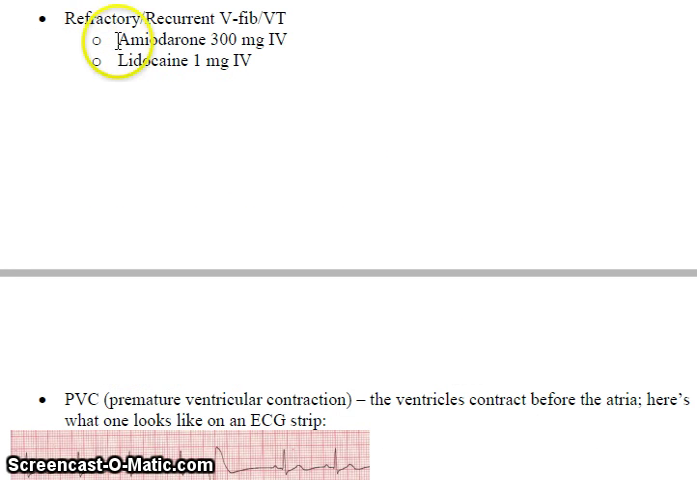Next, we have refractory or recurrent VFib, VTAC. So what that means is, let's say we shock them and it doesn't correct the rhythm, then it's a refractory VFib or VTAC. Or let's say we shock them and it does correct the rhythm, but then they go back into VFib or VTAC. That would be recurrent. So refractory or recurrent, you can give amiodarone 300 milligrams IV or lidocaine 1 milligram IV.